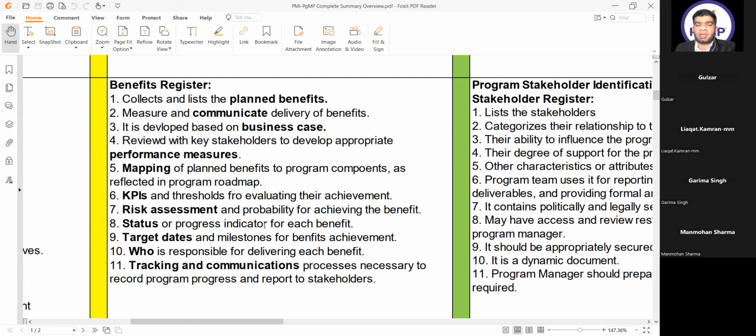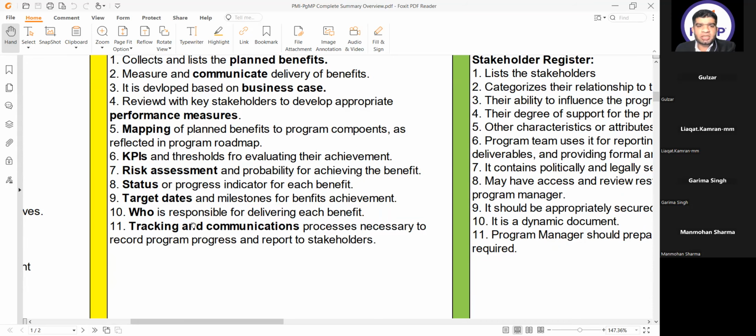KPIs and thresholds for evaluating their achievement, risk assessment and probability for achieving the benefit, status or progress indicator for each benefit, target dates and milestones for benefits achievement, who is responsible for delivering each benefit, tracking and communications processes necessary to record program progress and report to the stakeholders. This is all included in the benefit register.